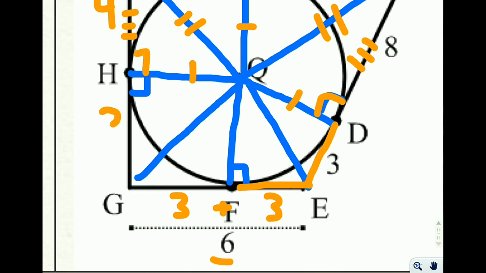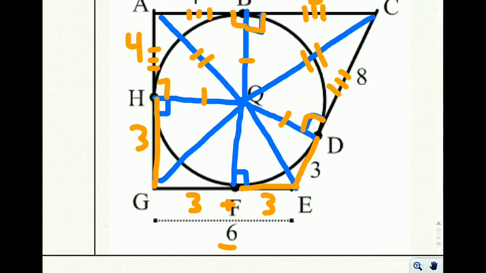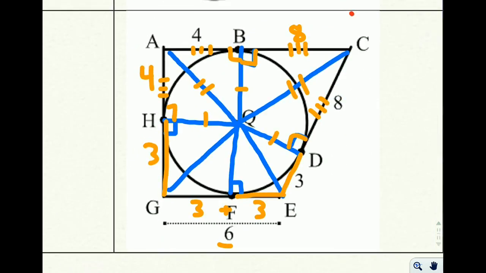And if that's 3, then this over here has to be 3 to match up with that other one. And now we've made our way all the way around the shape. So you can see we've got our 3's, our 3's, our 4's, and our 8's. The perimeter is just going to be adding all those numbers together.